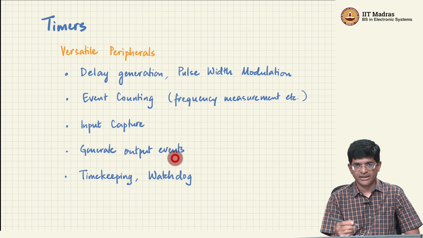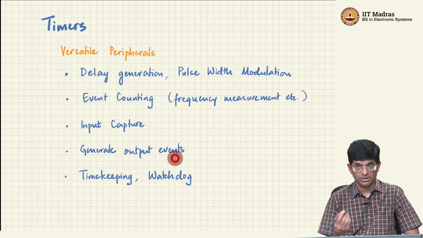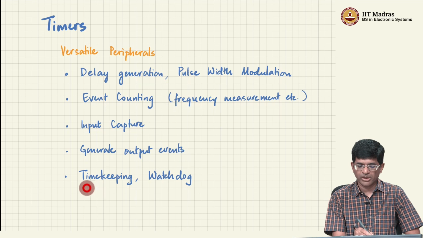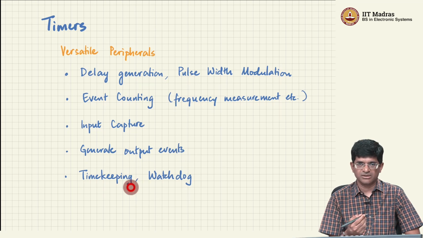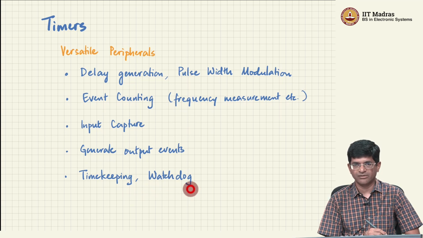Output events, right, pulse width modulation is a specific type of event in the sense that it's just a duty cycle, but instead I could also have something which basically counts for a certain amount of time and then just triggers one pulse to say, hey, I'm done with the work now, or a certain amount of time has passed, do some work, okay, maybe sample a signal and store that value somewhere, right. And they can also be used for timekeeping, just keeping track of how much time has passed, and in particular there is one very specific sort of application of this called a watchdog timer that we will look at later.